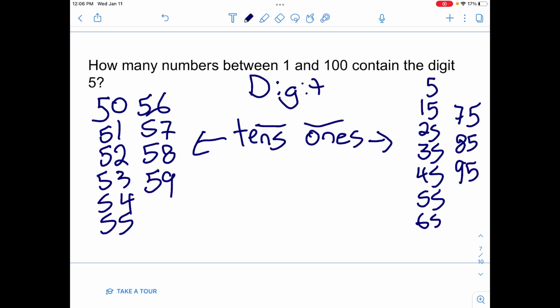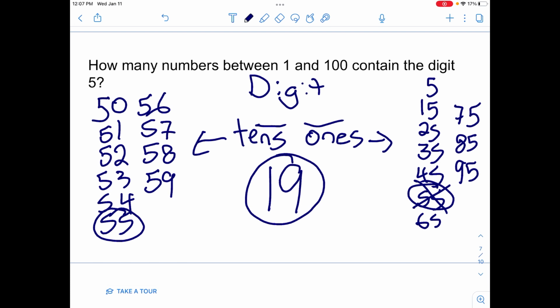If we look at this really closely, we notice that there is a number that is counted twice, 55. It has a 5 in both the tens and ones, so it's included in both lists. But it's only one number, so we can't include it twice. So by organizing it this way, we're also not double counting a number. So I'm not going to include the 55 in our ones digit. So that would give, not double counting that, 19 total numbers between 1 and 100 that contain the digit 5. We have our 10 numbers over here and our 9 numbers over here for 19 total.